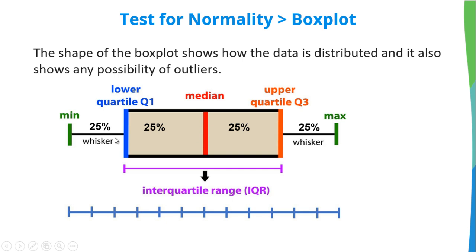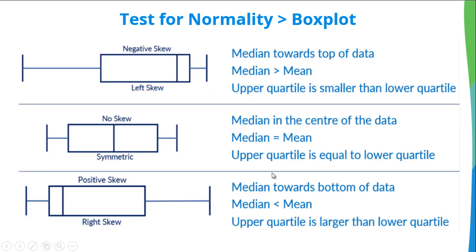So 25%. The total from here to here, from Q1 to Q3, is 50%. And we have another 25% for this whisker, the upper whisker, and the lower whisker, 25% each. The total range is called the IQR, which is 50%. This IQR is 50%, so take note of that. I will explain further about that.